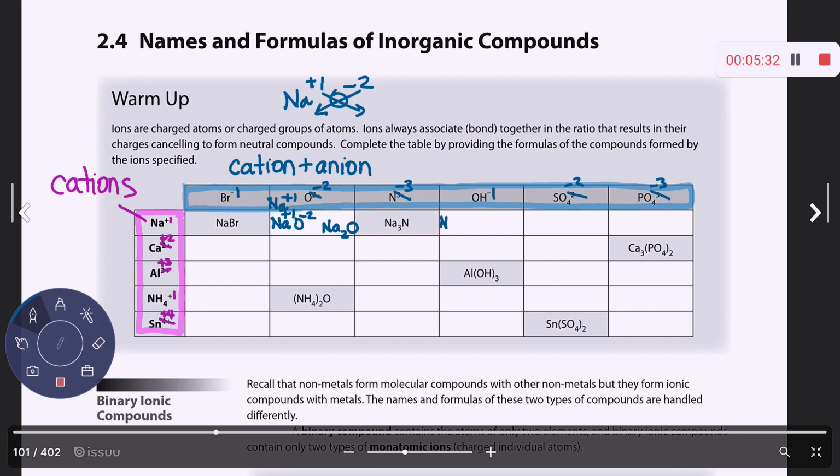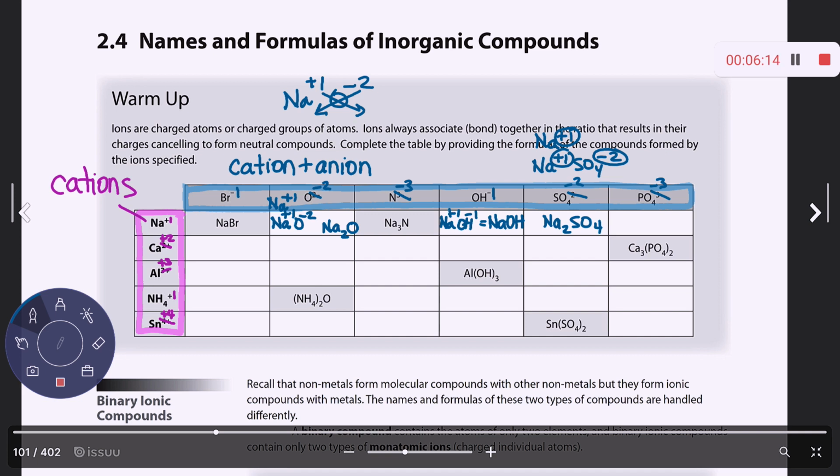So let's take a look at the next one. Na plus 1 and OH negative 1. Well, don't those already add up to 0? So wouldn't I just need one of each? So then my formula would be NaOH. Okay, and then the next one, Na plus 1 and SO4 negative 2. All right, so how many Nas would I need to make the neutral compound? 2, right? Because we have a negative 2 charge here, so this would be a plus 2. So then this would be Na2SO4.